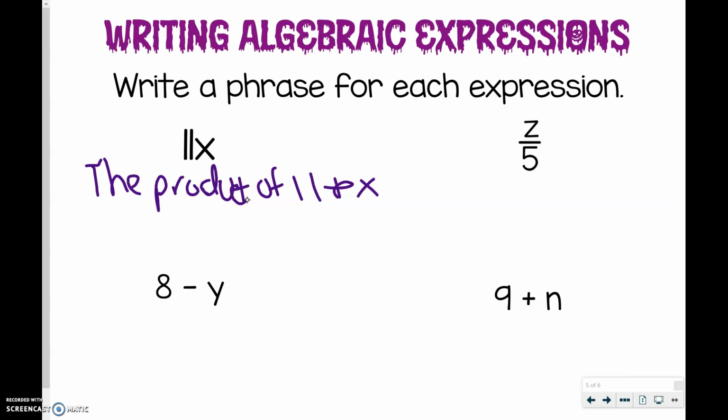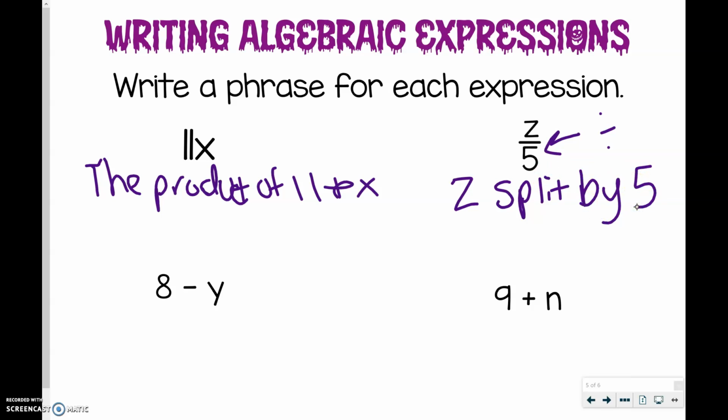Okay. This next one, that fraction bar, means division. So we know the quotient. I'm going to say split this time. So I'm going to say z split by 5. Or you can even say split into 5 or something like that. But you can use the word split.